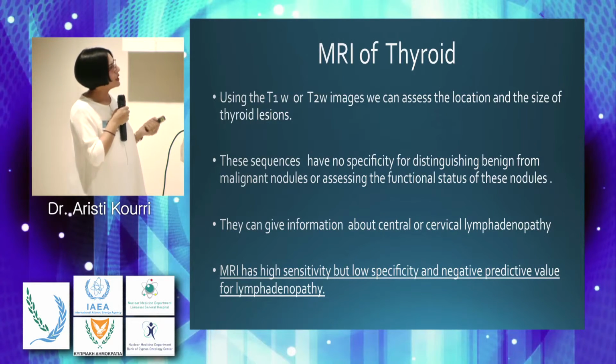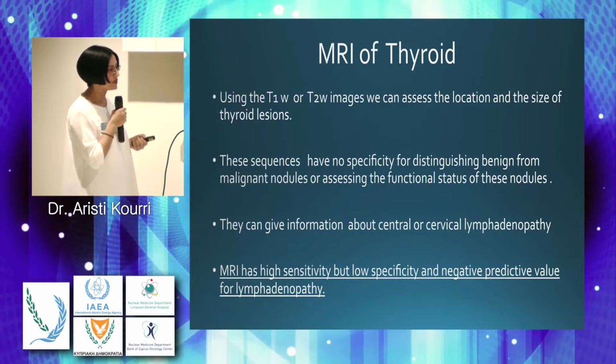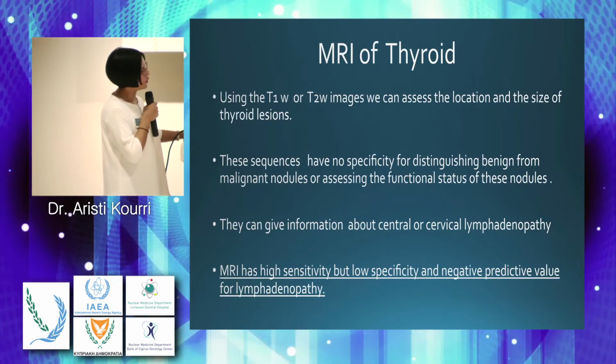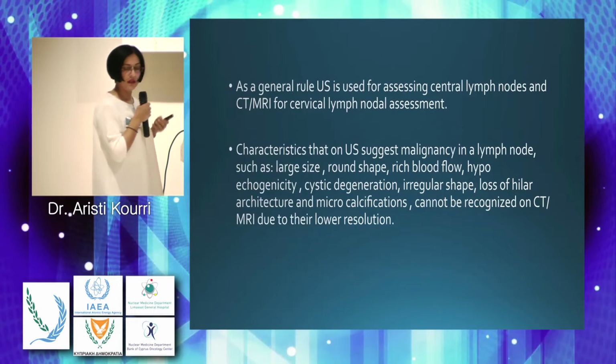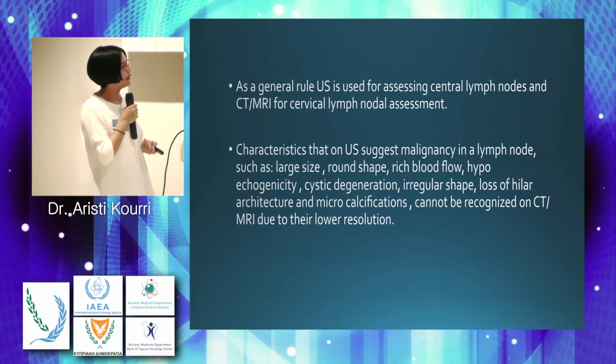The MRI. Using the T1-weighted images or T2-weighted images, we can assess the location and the size of the thyroid lesions. These sequences have no specificity for distinguishing benign from malignant nodules or assessing the functional status of these nodules. They can give information about central or cervical lymphadenopathy. MRI has high sensitivity but very low specificity and negative predictive value for lymphadenopathy. We can't say if a lymph node is infiltrated or not, because if it's small, we can't really assess if there is any disease in it.